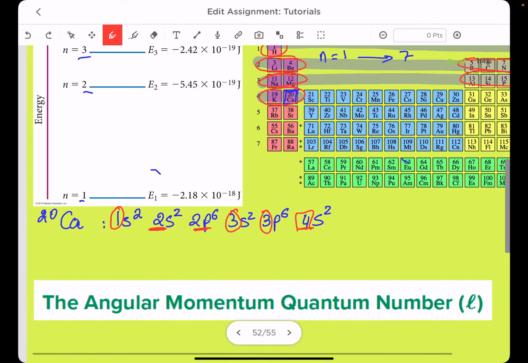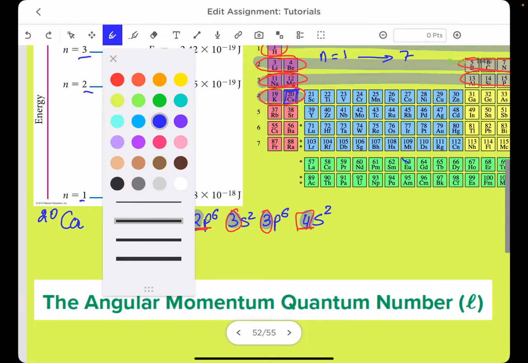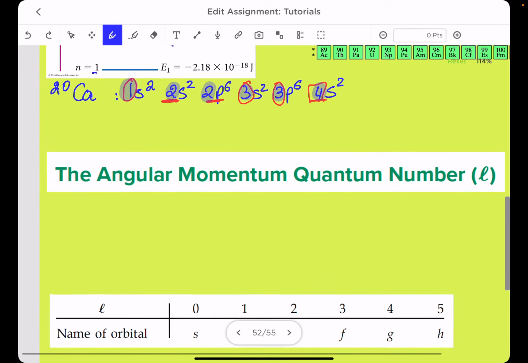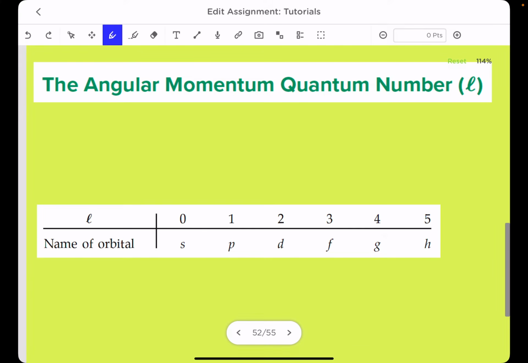So here, the numbers that we see written designate the principal quantum number, meaning on which energy level these electrons are present. Now let's move on to the angular momentum quantum number L. The angular momentum quantum number L tells us the shape of the orbital.